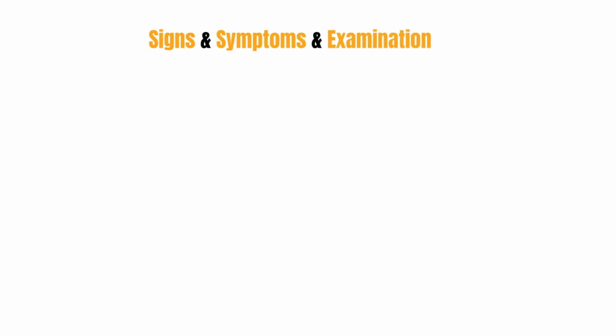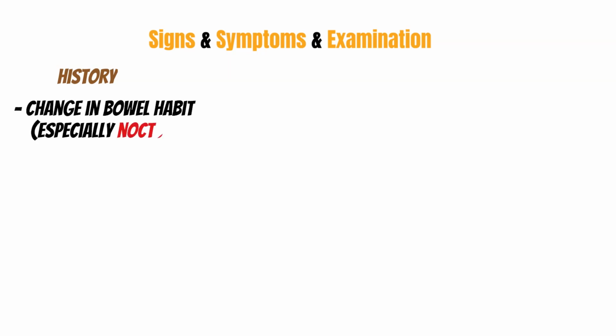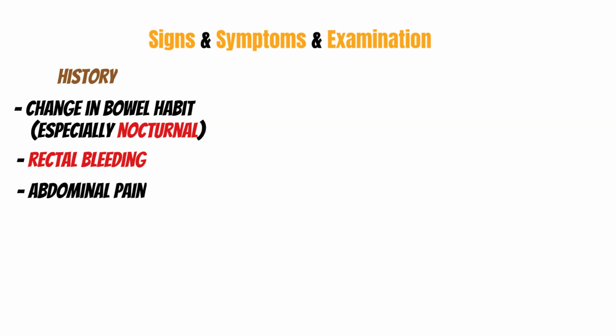We now defined everything. So now let's talk about the signs and the symptoms and the examination of the two. So how are we going to differentiate between the two when somebody is standing in front of us telling us their story? So the first thing to do is to take the history. So the history is going to reveal a lot of important factors. Is there a change in bowel habit, especially at night? Is there urgency? Is there rectal bleeding? Is there abdominal pain? Also, is there bloating and distension? So, in general, throughout the day, is there weight loss going on?